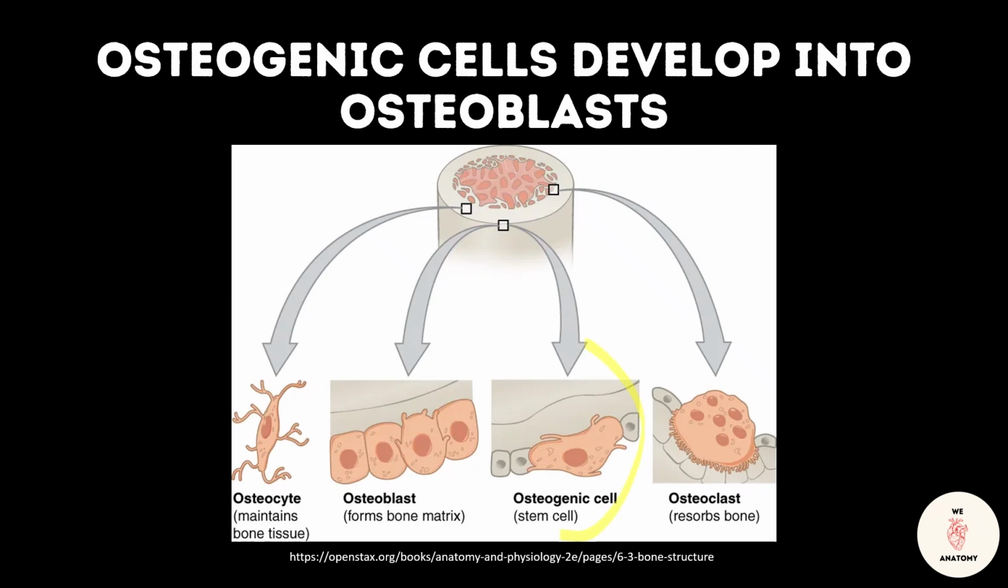Next, we're going to talk about osteogenic cells. Osteogenic cells are stem cells that divide and differentiate into osteoblasts. So while osteoblasts cannot undergo mitosis, we can create new osteoblasts through the differentiation of these osteogenic cells. They're located in the deep layers of the periosteum and in the bone marrow.